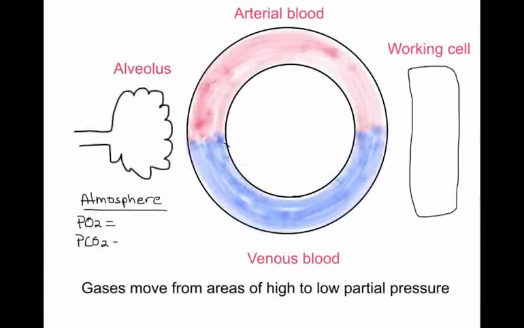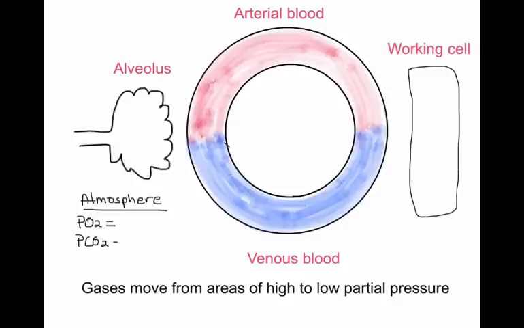So in our discussion of how oxygen and carbon dioxide are transported through the blood and how exchanges occur between the alveolus and the blood and between the blood and the tissues, we have to keep in mind that gases move from areas of high to low partial pressure and that they move by simple diffusion. So in this drawing here we have an alveolus, we have our arterial blood, we have a working cell, and we have our venous blood here. We're skipping the circuit through the heart for simplicity.